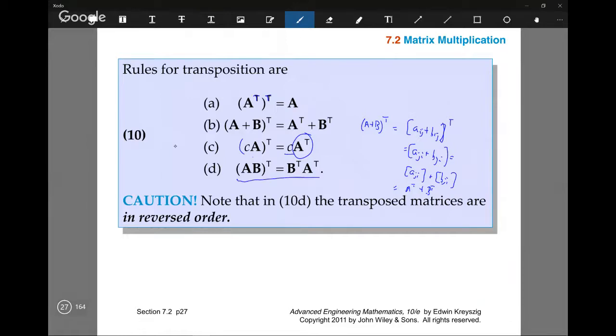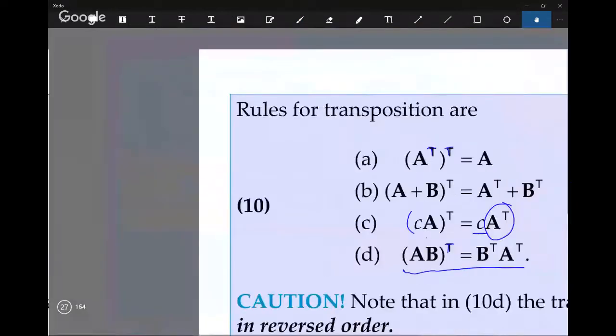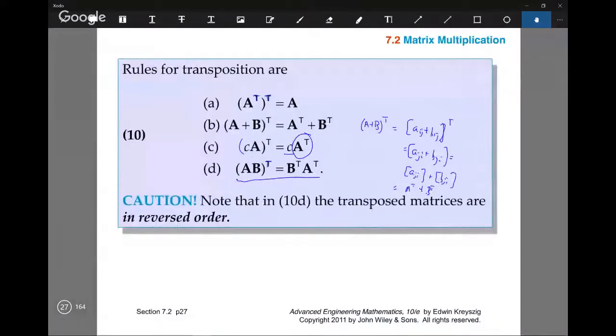Now here's a non-trivial property. (AB)^T, the transpose of AB, is B^T times A^T. You'll be doing this one as an exercise. All right. So notice, by the way, in this case, in (AB)^T, the order of the matrices is in reverse order. So you have to be careful.